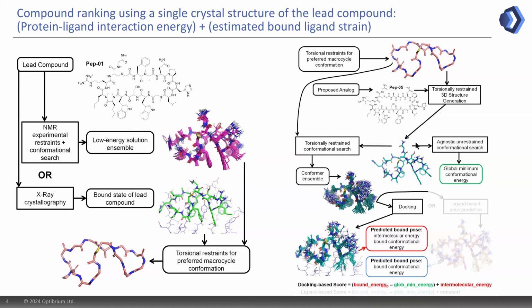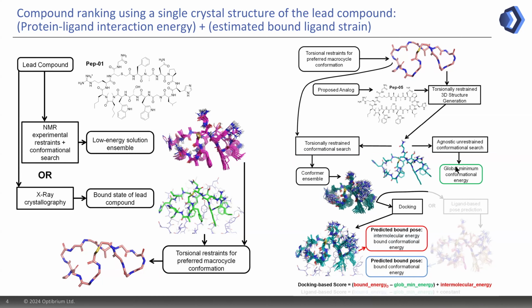We also then do a fully agnostic conformational search that's unrestrained in order to find an estimate of the global minimum energy. Here, we're going to focus on one side of this schema, where we're using the actual crystal structure, just one crystal structure, though. This is just the 6BD9 structure, where we're going to do docking now using this restricted conformational ensemble. From the docking, we're going to get a predicted bound pose, and from that, we're going to derive the intermolecular enthalpy between the candidate compound and the protein, and we're also going to derive a bound conformational energy.